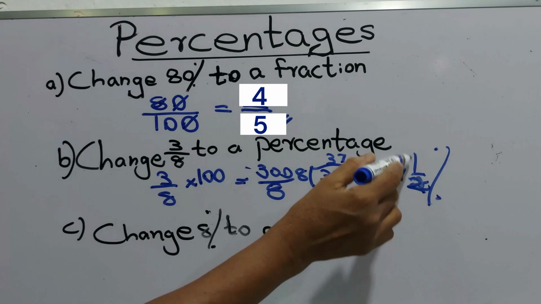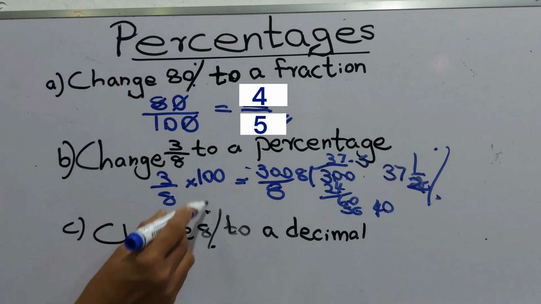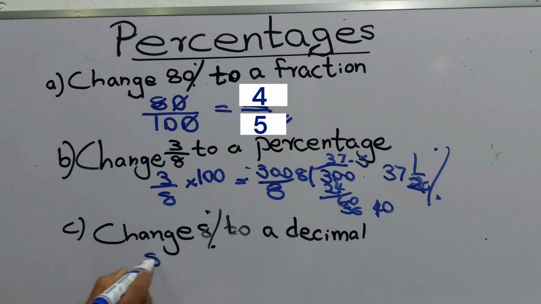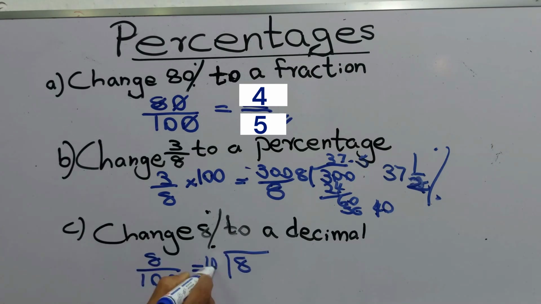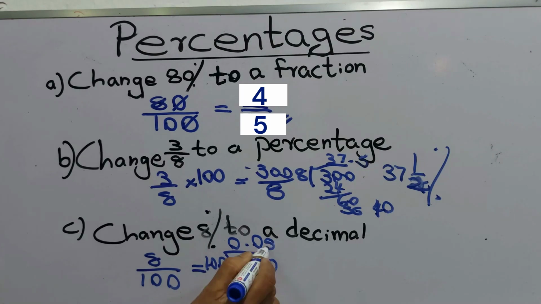Then the third one, 8% to a decimal. 8% to a decimal means 8 hundredths. Then we are going to divide 8 by 100. How many hundreds are there in 8? 0. We put a point there. 80, 0. Another 0 there. Then how many hundreds in 800? This is the decimal of 8%.